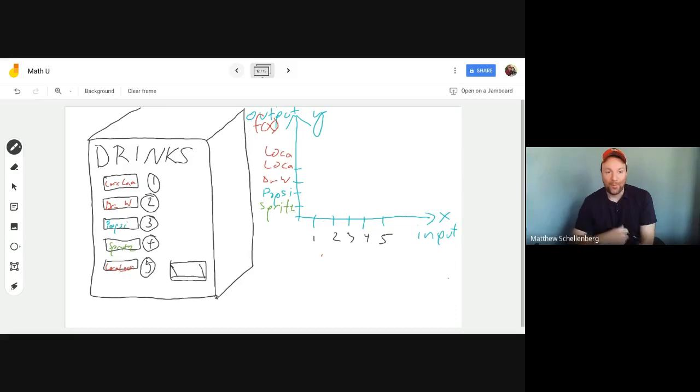So here we go. We have a vending machine with some drinks: Loca Loca, Dr. Whopper, Popsy, Spritz, and number 5 is Loca Loca again. So if you paid money, bought a drink, and pushed the drink button, let's say you push number 1, you want a Loca Loca, you get a Loca Loca out. You push 2, you better get a Dr. Whopper. If it doesn't give you what you want, it's broken. If it gives you what you want all the time, it's good. But if it ever makes a mistake, you know that machine is messed up.